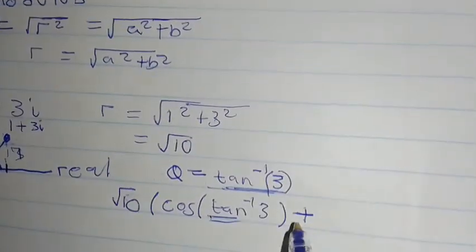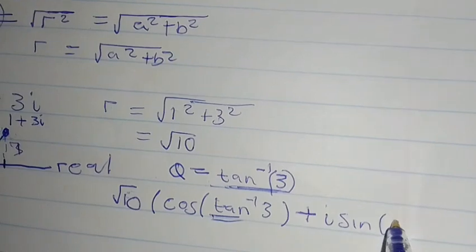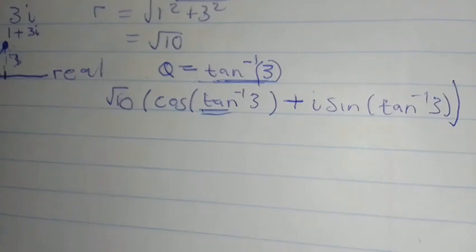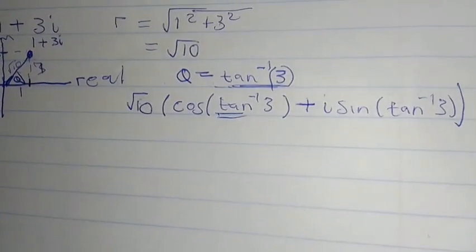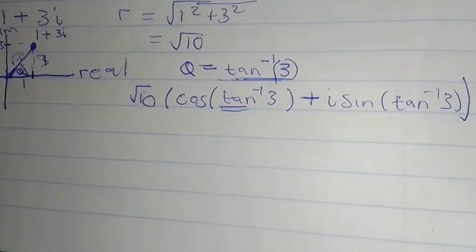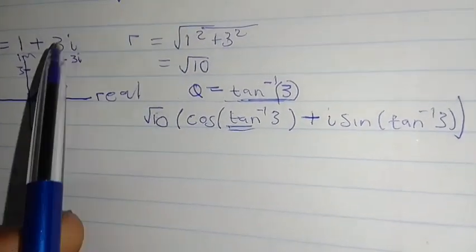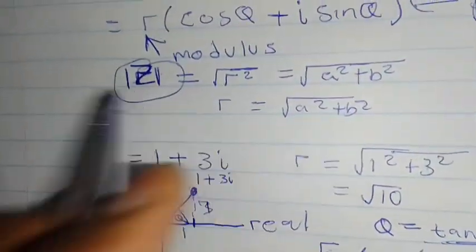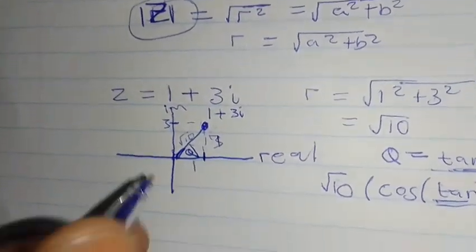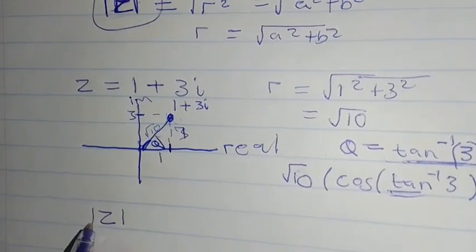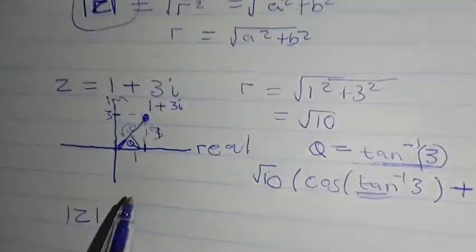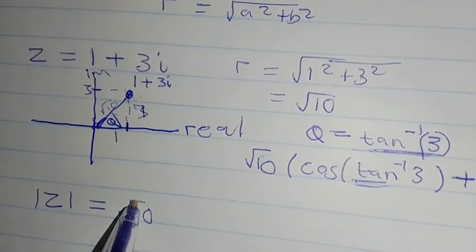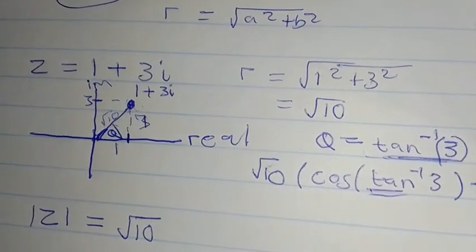Plus i times sine of arctan 3. So you'll end up with something like this as the polar form. Then what about the absolute value of this one? The absolute value of z will be the same as the modulus, right? It will be equal to root 10. That will be the absolute value of that.